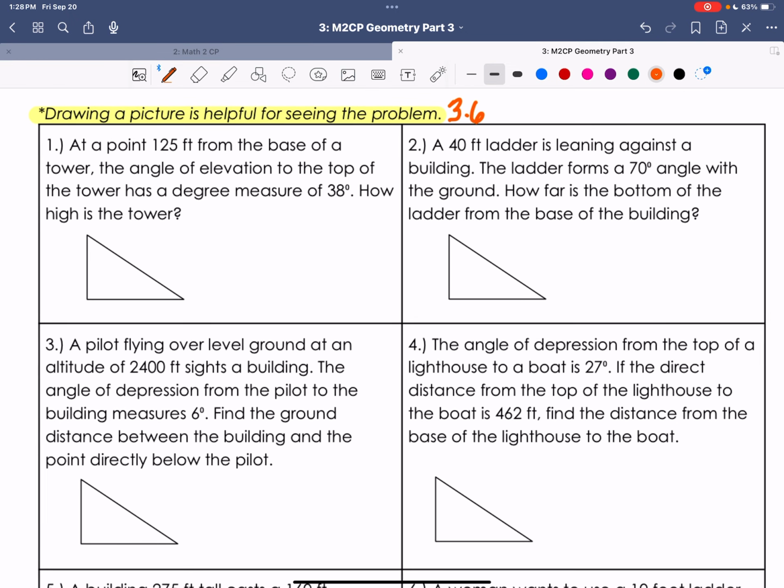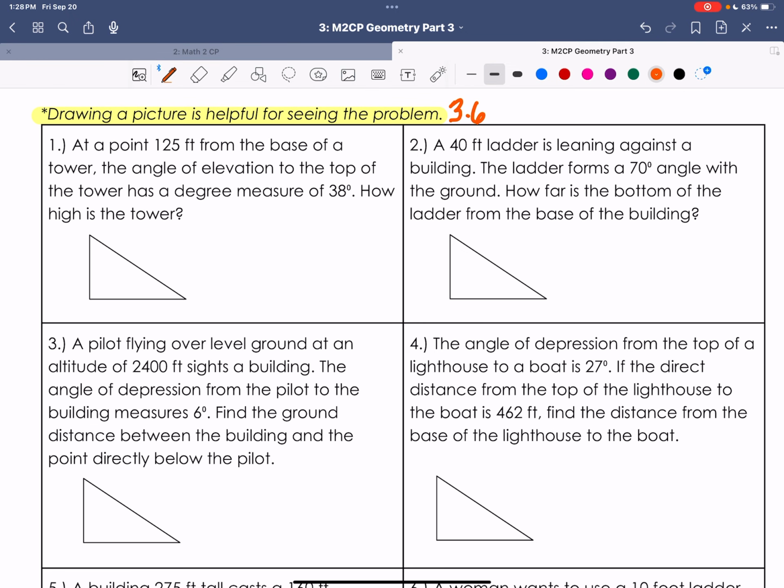All right, with word problems, it's very important that you draw a picture to see what you're looking for, and then label that picture. I drew right triangles for you already, but you need to draw on your notes so you can see what we're looking for and what's missing. All right, at a point 125 feet from the base of a tower, the angle of elevation to the top of the tower has a degree measure of 38 degrees.